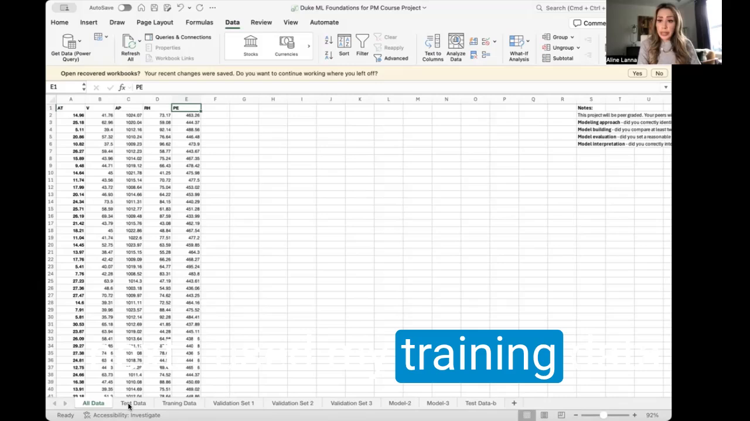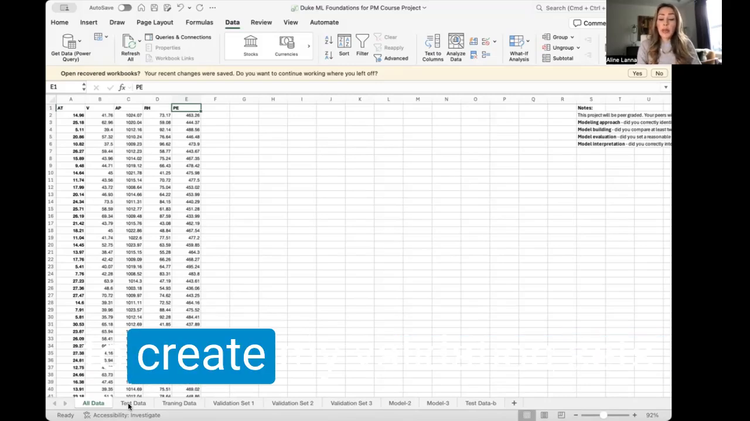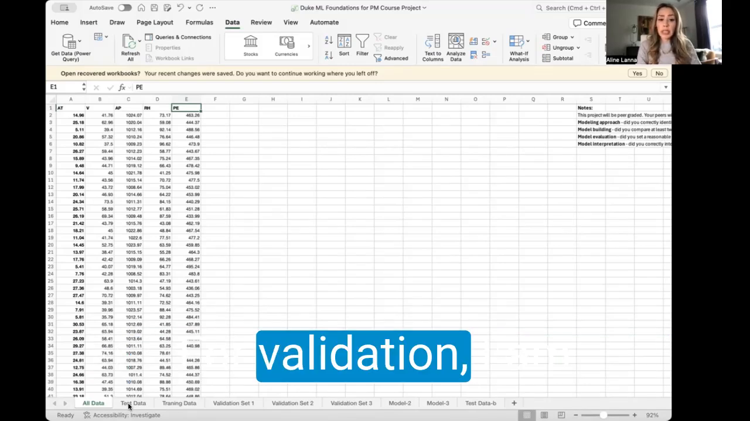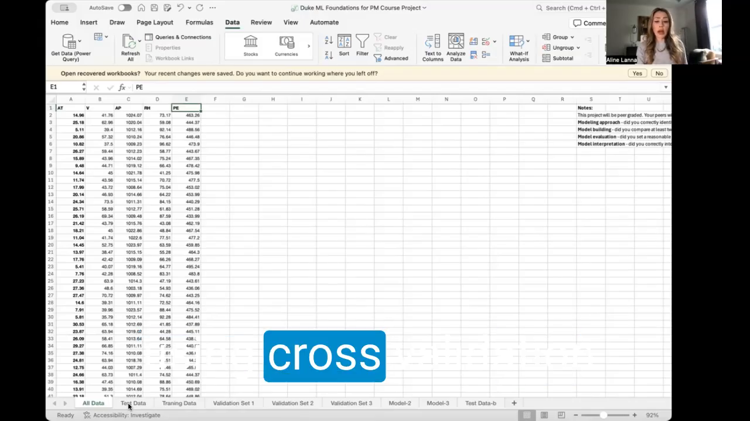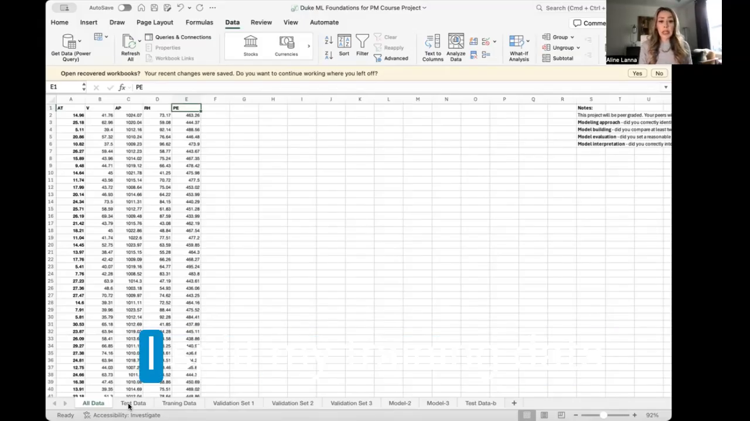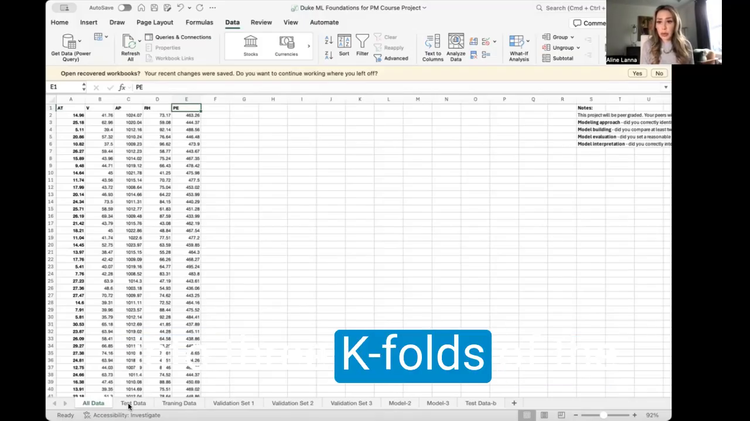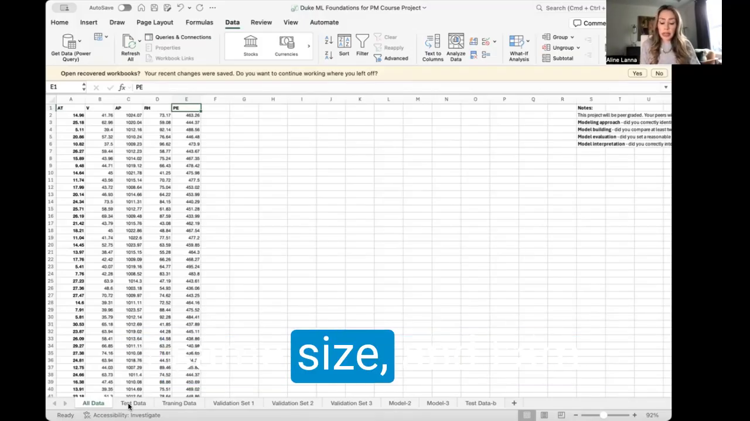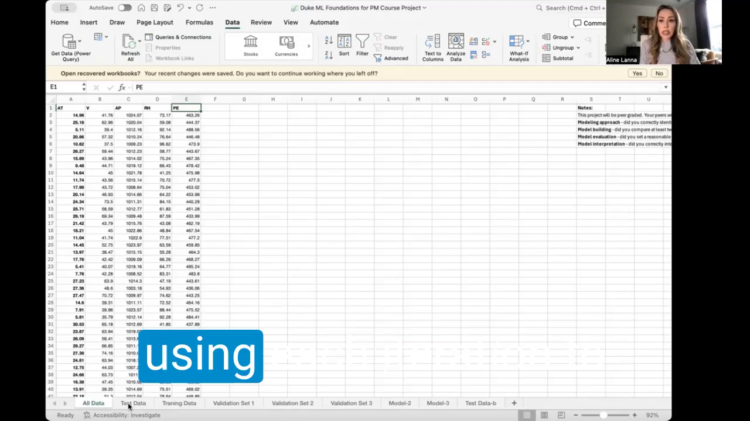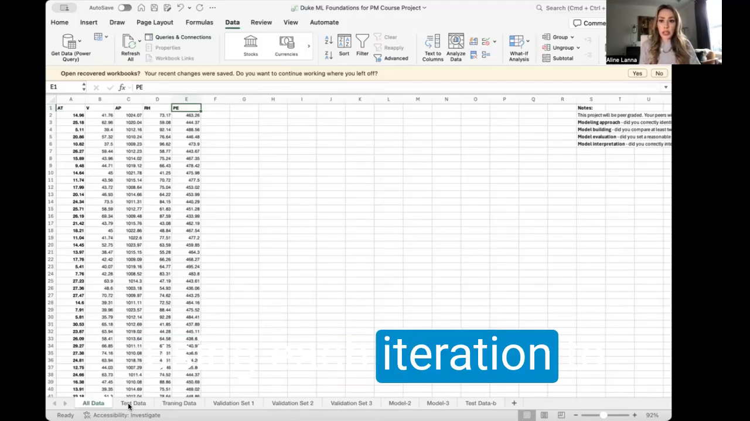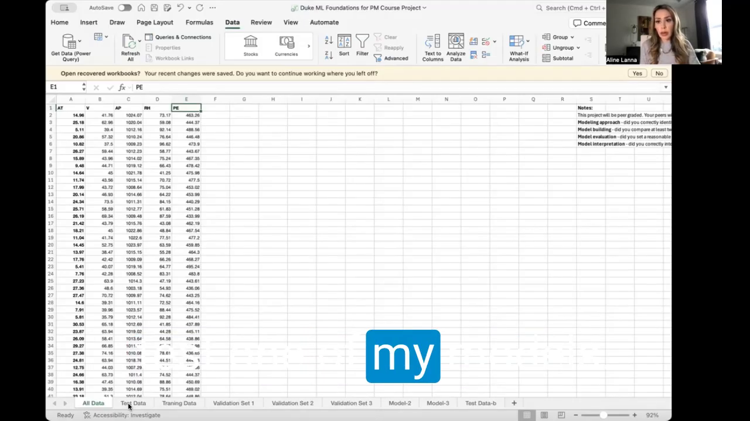Next, I used my training data to create my validation sets. For validation, I am using cross validation. I split my training data into three k-folds of the same size. And I am using each iteration to test one of my models.